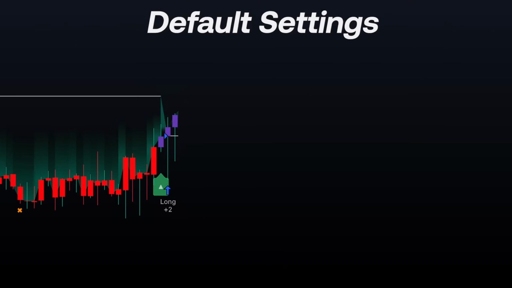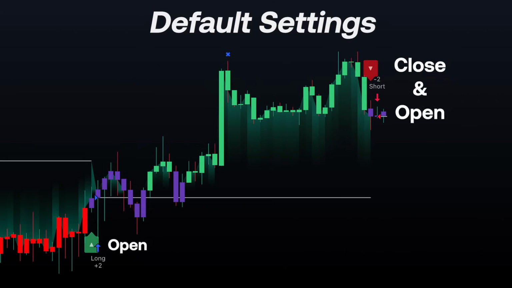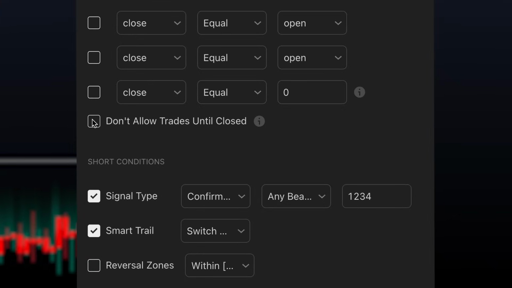Now, by default, when a trade is taken, the trade will remain open until another is detected. But if you would like to ignore new signals until you reach take profit or stop loss, then you can enable this feature: Don't allow trade until closed.